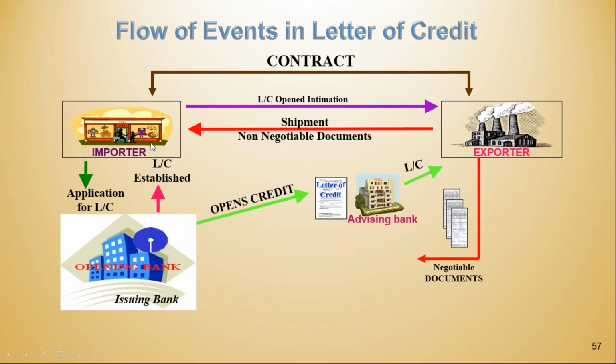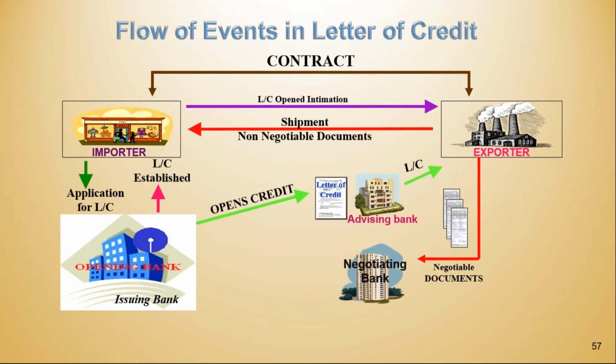And the original documents, of course, the negotiable documents we call it, along with the bill of exchange will be sent to the negotiating bank, or at certain times the advising bank. The advising bank may be the same or may be different, but it is in the same country, India, for example. The advising bank and negotiating bank may be separate or may be the same. Either way it can happen.